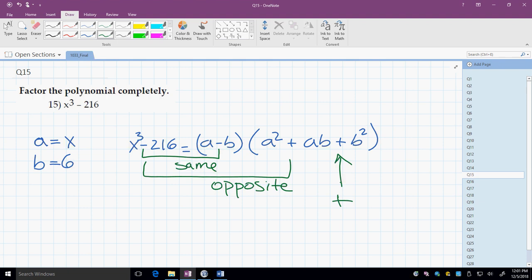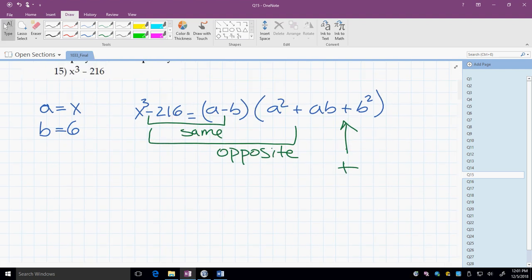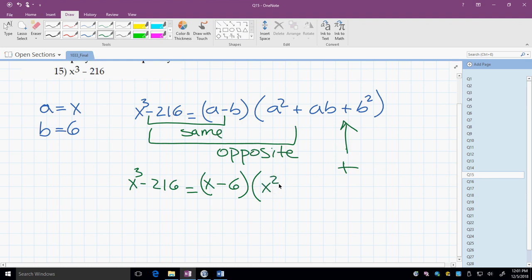After you know the formula and you figure out what is your A and what is your B, the only thing that you need to do is substitute A and B inside the formula. So x cubed minus 216 equals A is going to be x minus B is 6, A squared, x to the second power, plus A times B is going to be 6x. B squared is 6 to the second power.